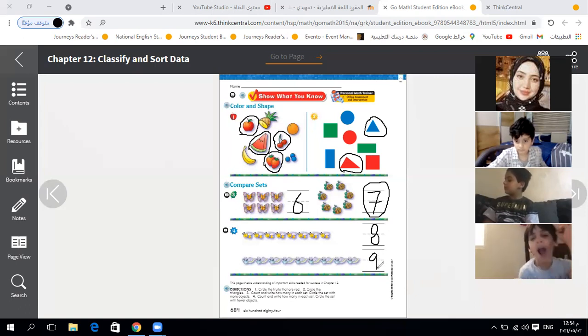Okay, now guys, I want you to circle the set with fewer objects. With the fewer objects, the least number, okay? So Yasin, which is the fewer number? Eight or nine? Eight. Eight, excellent. So circle number eight. Yalla, do it. Bravo. Great job, Yasin, Amir, and Faris. Bravo alaikum.